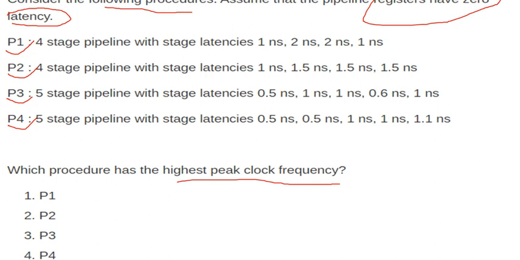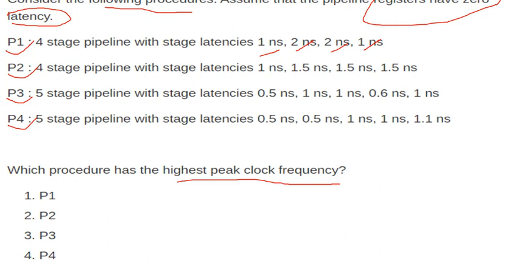So first of all, see that procedure P1 has stage latencies. In stage 1 it requires 1 nanosecond, in stage 2 it requires 2 nanoseconds, in stage 3 it requires 3 nanoseconds, and in stage 4 it requires 1 nanosecond. We have already discussed that in different stages the combinational circuits used to execute the micro instructions need different times, and we have discussed this in our previous examples also.